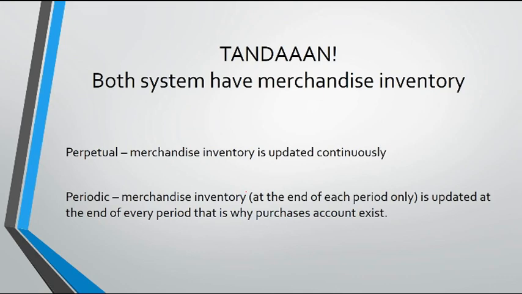So tandaan, both systems have merchandise inventory. The difference is kapag perpetual, merchandise inventory is updated continuously, pero kapag periodic, merchandise inventory is updated at the end of every period. That is why purchases account exists. So that is all for merchandising business under perpetual and periodic inventory system.